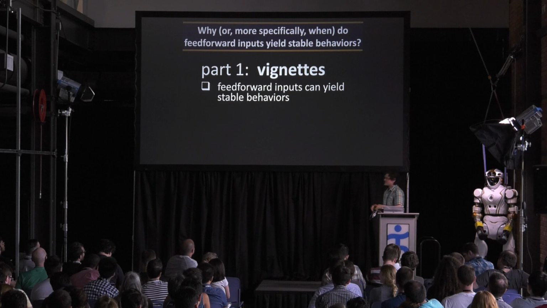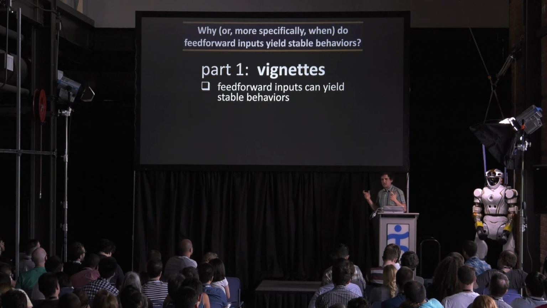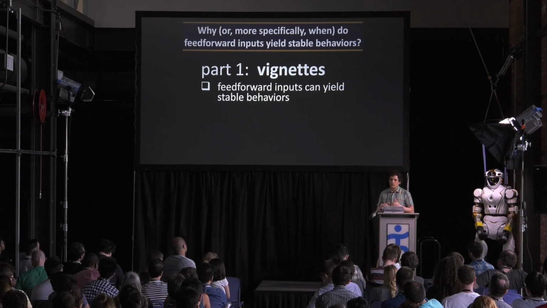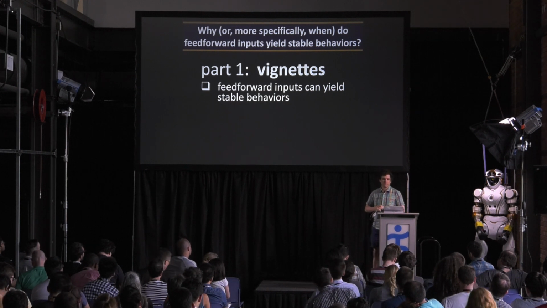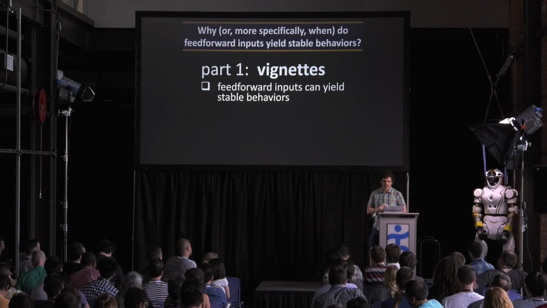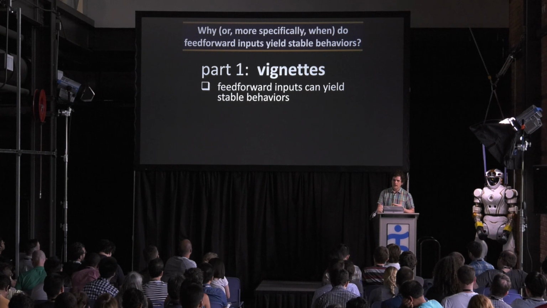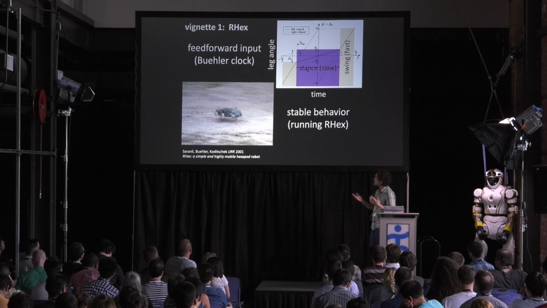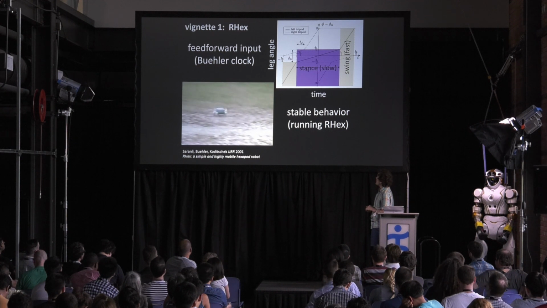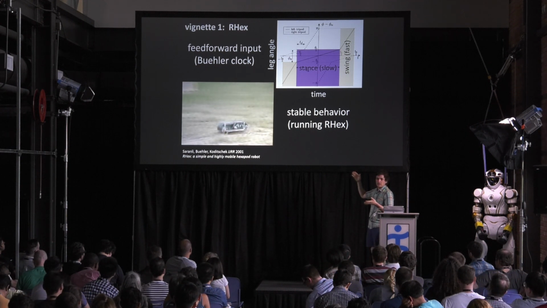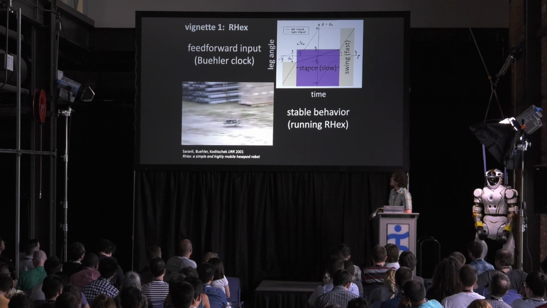So I'd like to start with just a couple of vignettes that set the stage for what got me thinking about this problem of why or when do feed-forward inputs yield stable behaviors. And this really goes back to when I got started in this community in dynamic walking. As an undergraduate, I did an REU in Dan Koditschek's lab, and that exposed me to this wonderful world of RHex, this six-legged robot that does these, at the time 20 years ago, really spectacular, rapid, stable running behaviors.